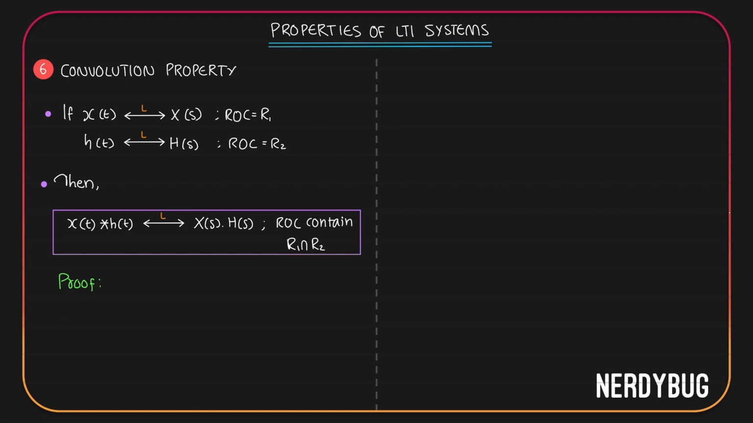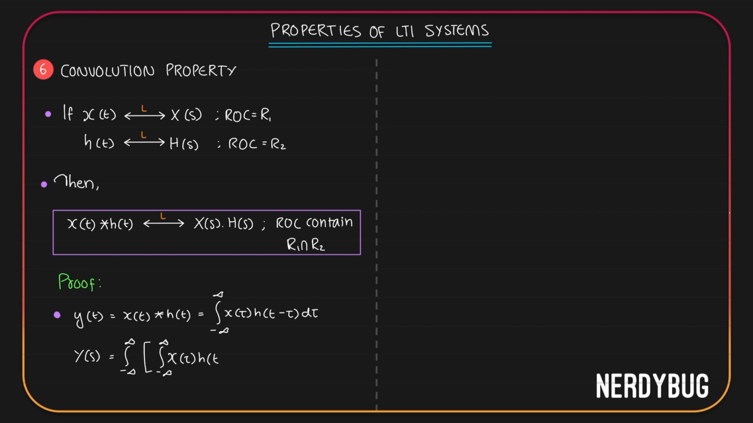Let us try to prove it. Take y of t to be the convolution of x of t and h of t. That is, y of t is equal to the integral from minus infinity to infinity of x of tau h of t minus tau d tau. So its Laplace transform Y of s will be of this form: the integral from minus infinity to infinity of y of t, which is the integral from minus infinity to infinity of x of tau h of t minus tau d tau, times e raised to minus st dt.